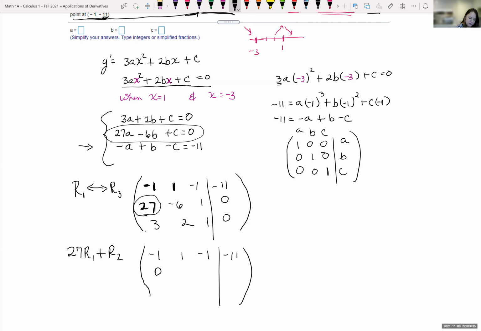27 times this one is 27, minus the 6 gives you 21. -1 times 27 is -27, -27 plus 1, that's -26. Yikes, -11 times 27. I don't know if this is the easier way to do it or not. So 11 times 27, that gives us 297. That's going to be negative 297.